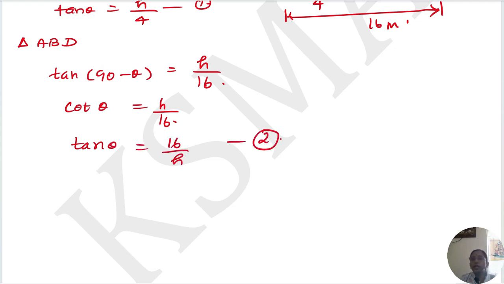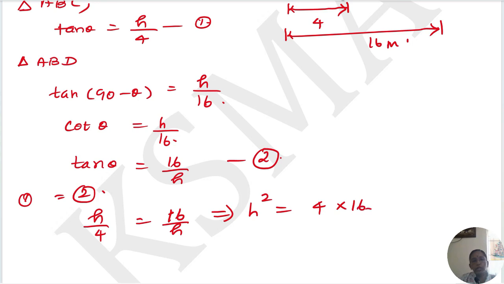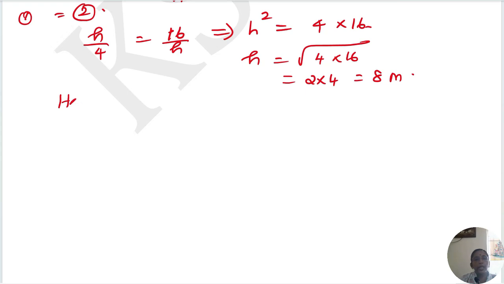So look at your first equation and second equation. On the left hand side the values are equal to tan theta, so we can equate the right side parts of the two equations. So H by 4 is equal to 16 by H. So H square is equal to 4 into 16. So H is equal to root of 4 into 16, so 2 into 4, 8. Since all the data is in meter, this is equal to 8 meter. Here H is nothing but the height of the tower. So the height of the tower is 8 meter.